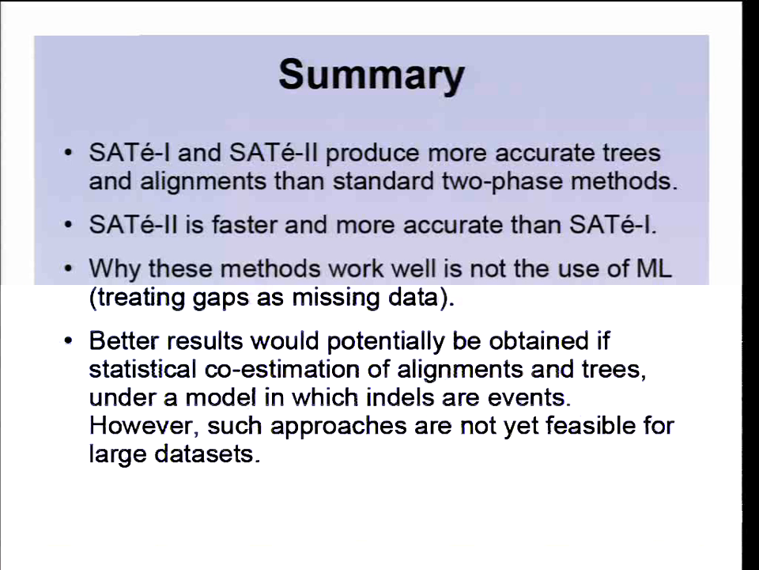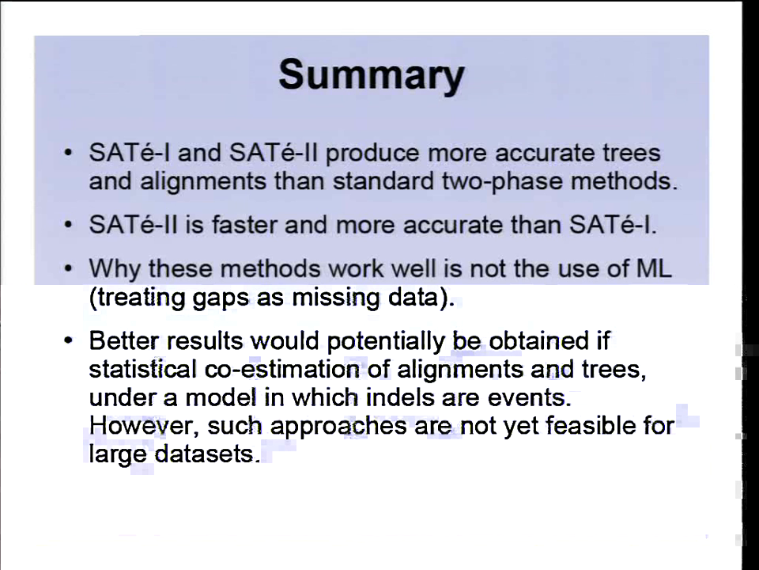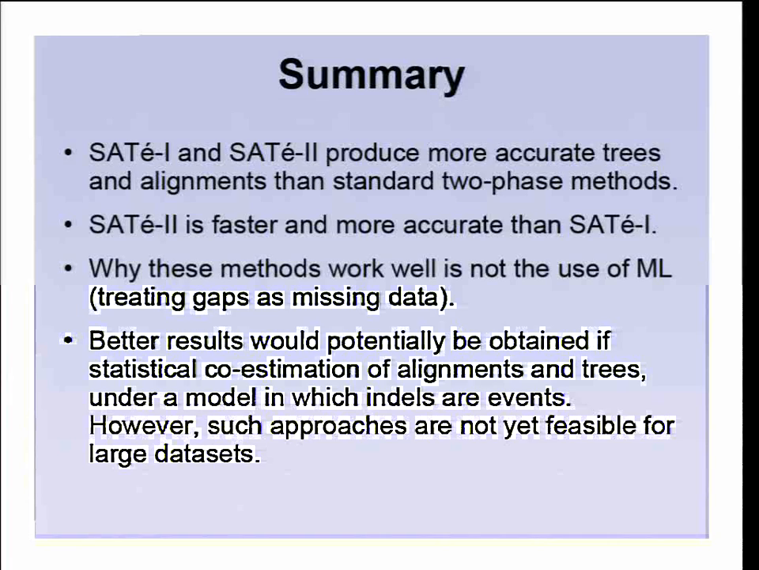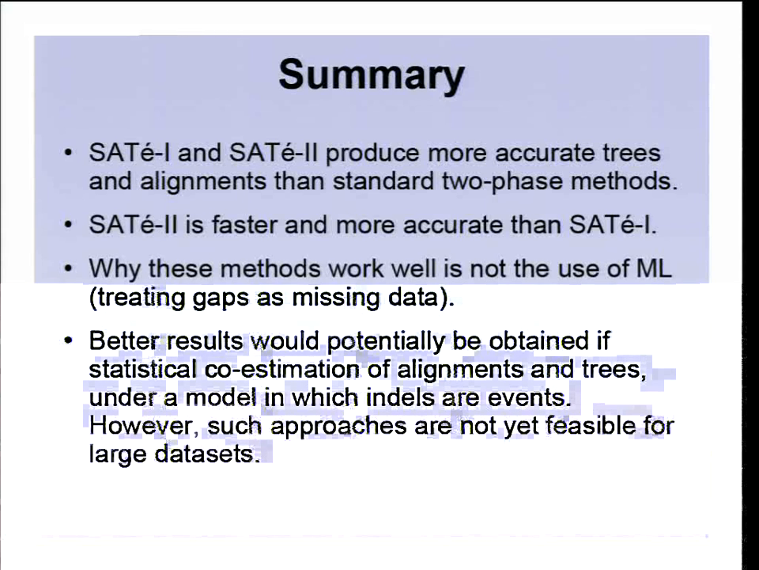Summary. So SATé 1 and SATé 2 actually give more accurate trees and more accurate alignments than the standard two-phase methods. And SATé 2 is faster and more accurate than SATé 1. Why these methods work so well, we don't really understand. It's certainly not really the use of maximum likelihood to choose between alignments and trees. That gives a small advantage, but not a big advantage. If we want to get much better results, we really should develop a statistical co-estimation method that includes cells in the process. But how to do that in a scalable way is really unclear at this time.